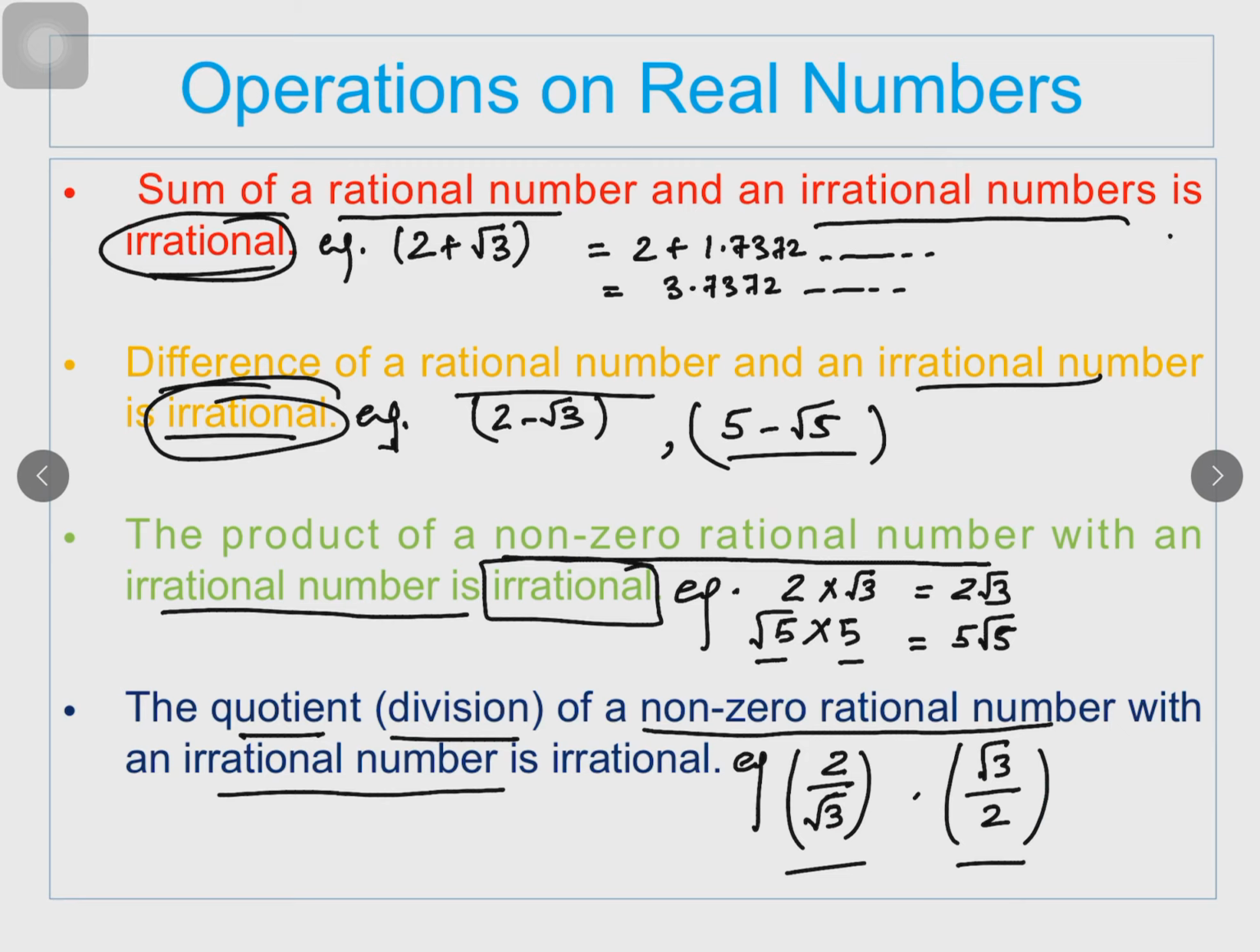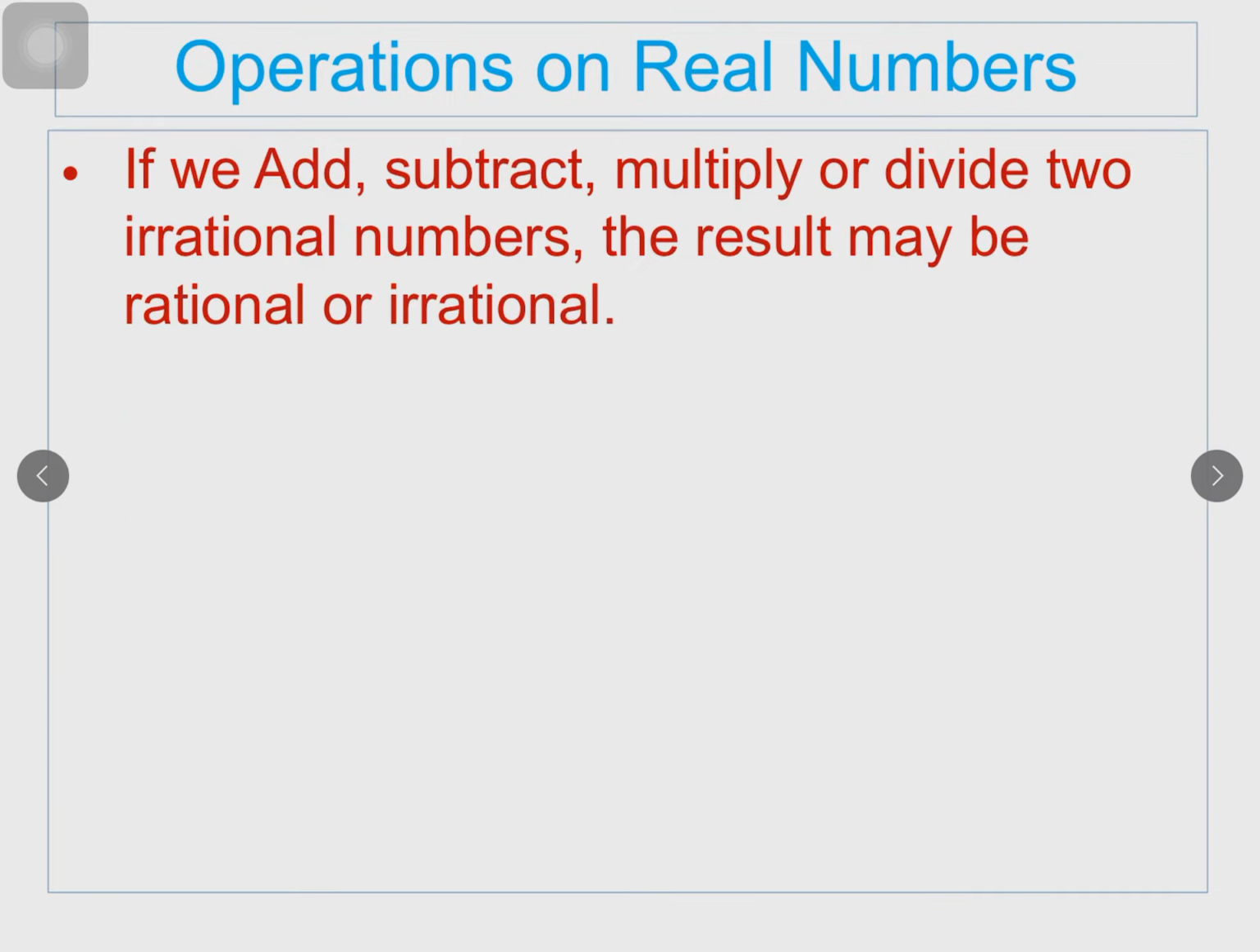Okay. Moving ahead, next we have, if we add, subtract, multiply or divide two irrational numbers, the result may be rational or irrational. So when you add, subtract, multiply or divide two irrational numbers, in the previous case we had one rational and one irrational. In this case we are having two irrational numbers. This time the result may be rational or irrational. Okay. Let's try it with some examples. Let's check it for addition first.